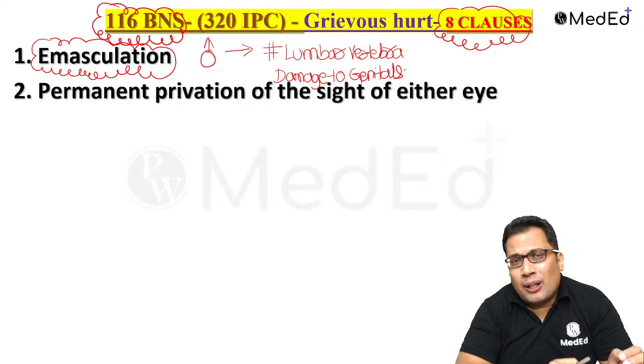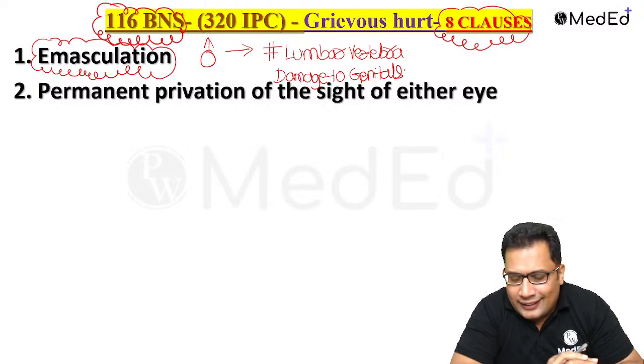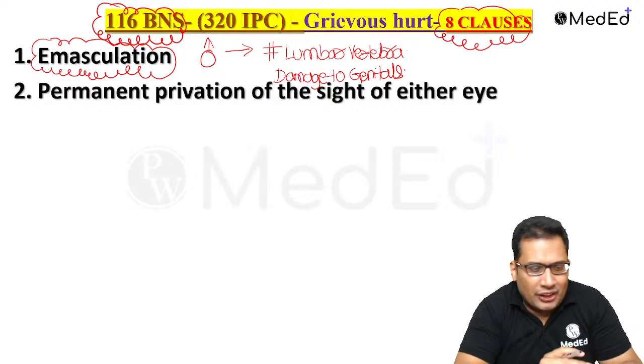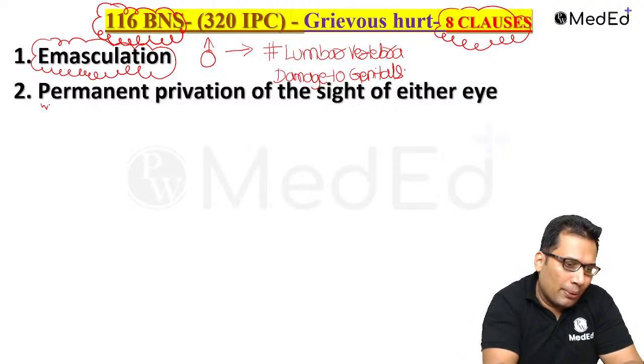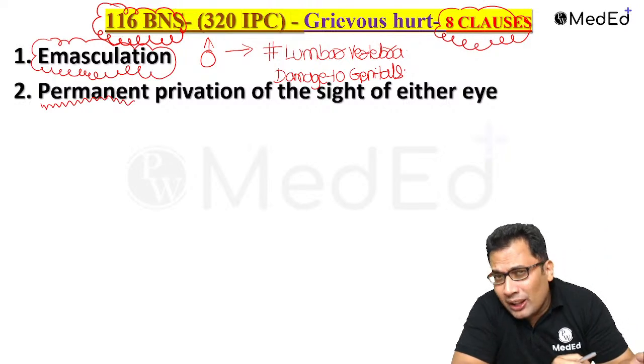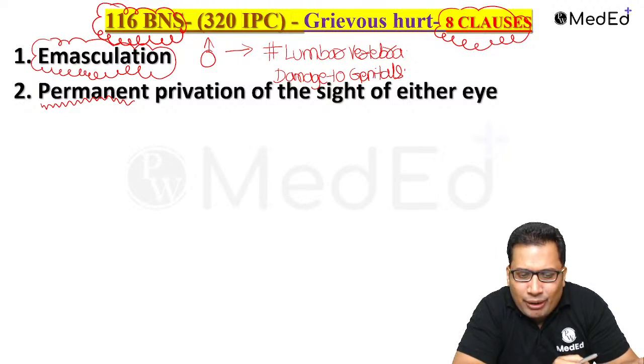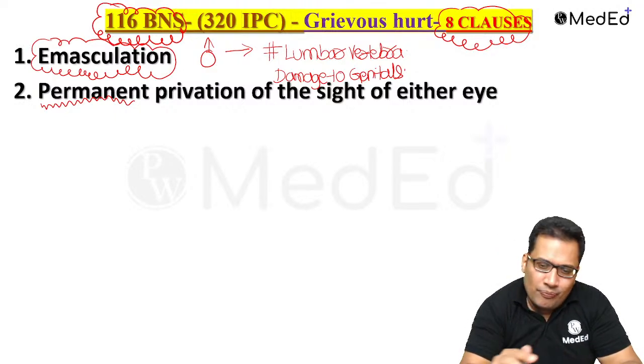Clause 2 is permanent privation of sight of either eye. As you know, there are two eyes. Permanent privation: it's permanent, not temporary. This word is important, so in the exam you need to write the same word. It's a permanent phenomenon. Privation means loss. So permanent privation of sight of either eye.